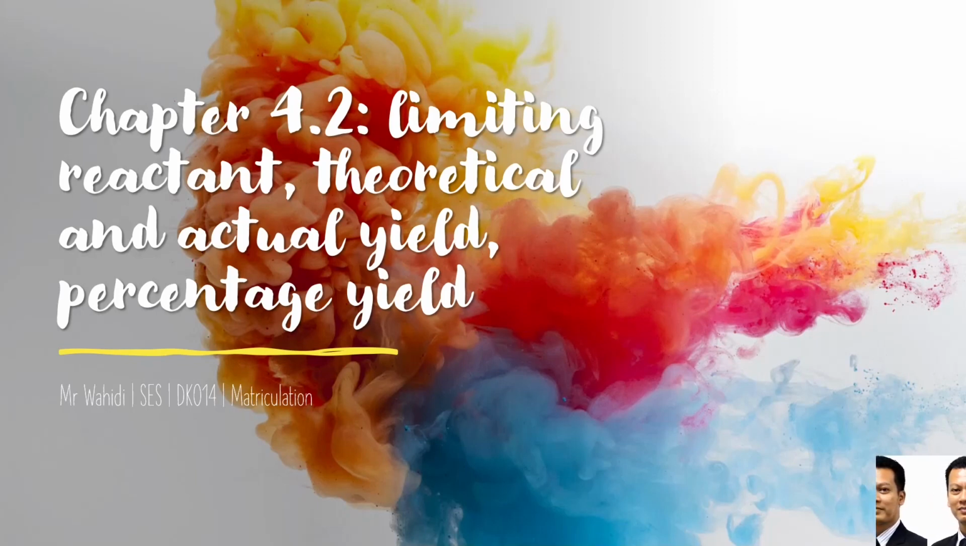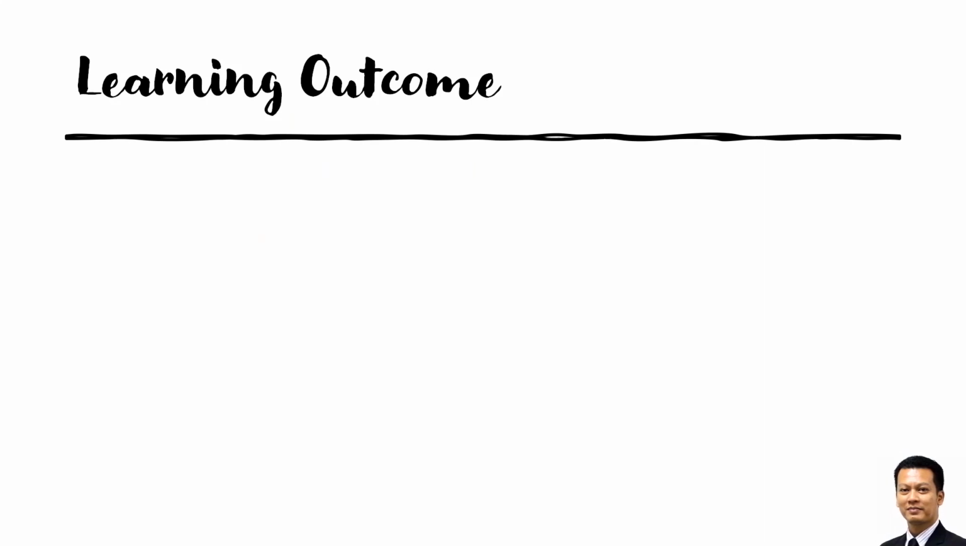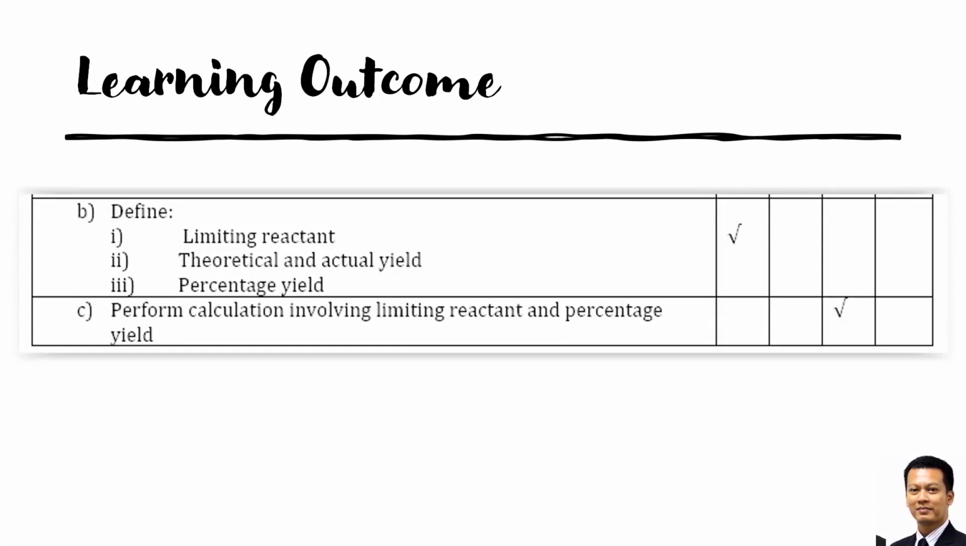We are going to study chapter 4.2: limiting reactant, theoretical and actual yield, also percentage yield. So, learning outcome. At the end of the lesson, you should be able to define what is limiting reactant, theoretical and actual yield, and percentage yield. But today we are going to learn about this one first, only this little part here, yeah, limiting reactant.